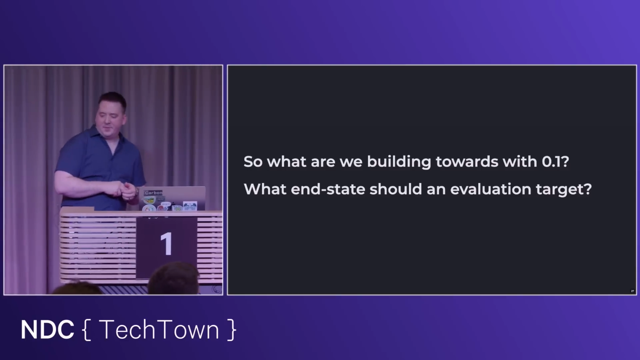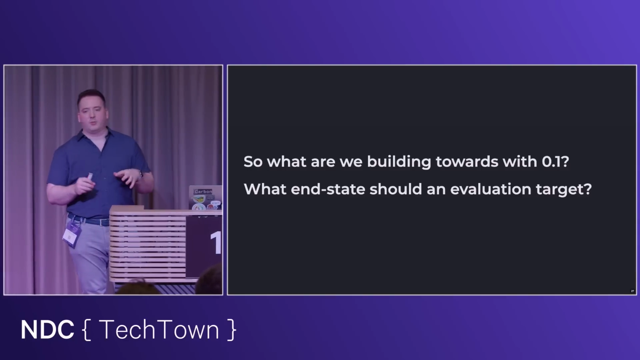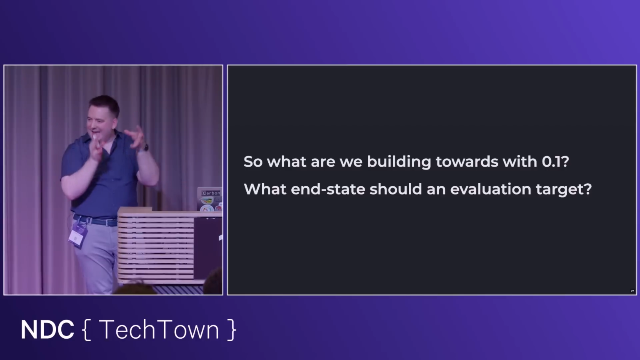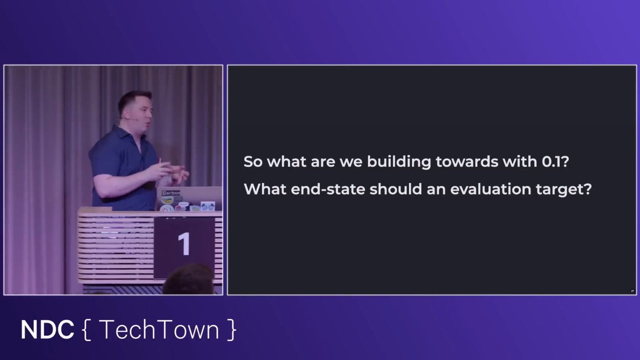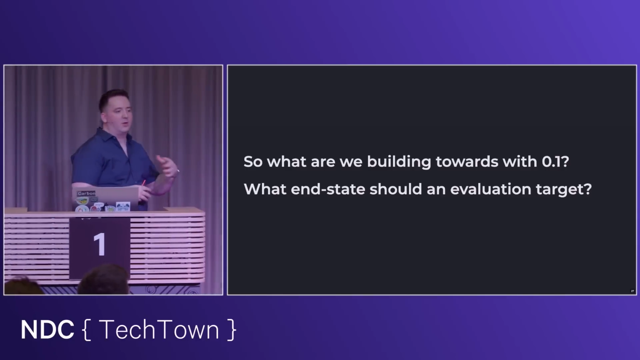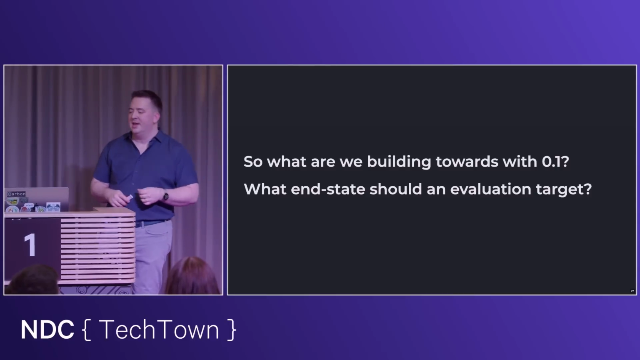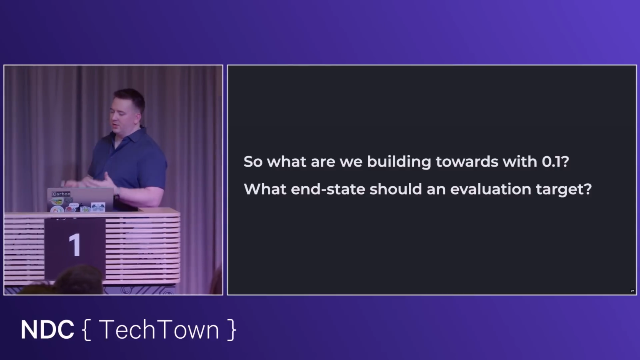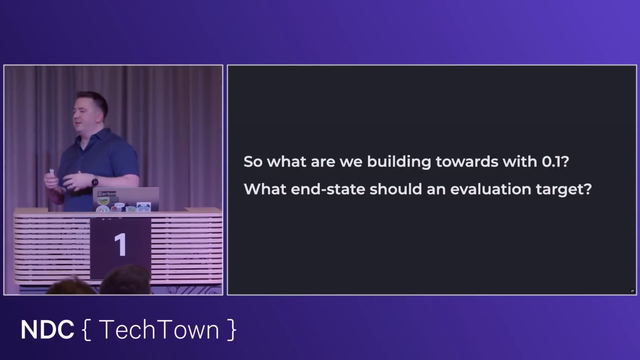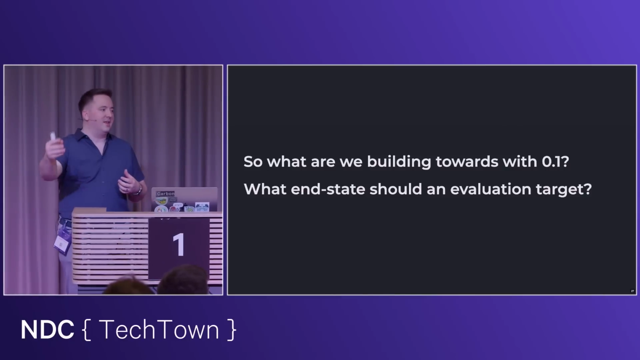So with all of that, I want to shift gears from talking about exactly how we define 0.1 to more like where we're trying to get to. What are we trying to build towards with 0.1? What direction are we moving in? And what's the end state going to look like? And what should we be evaluating for in that end state?